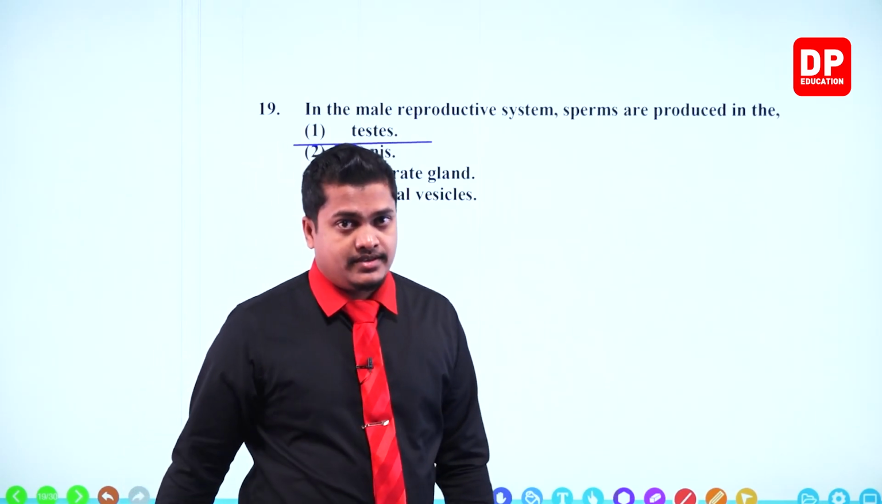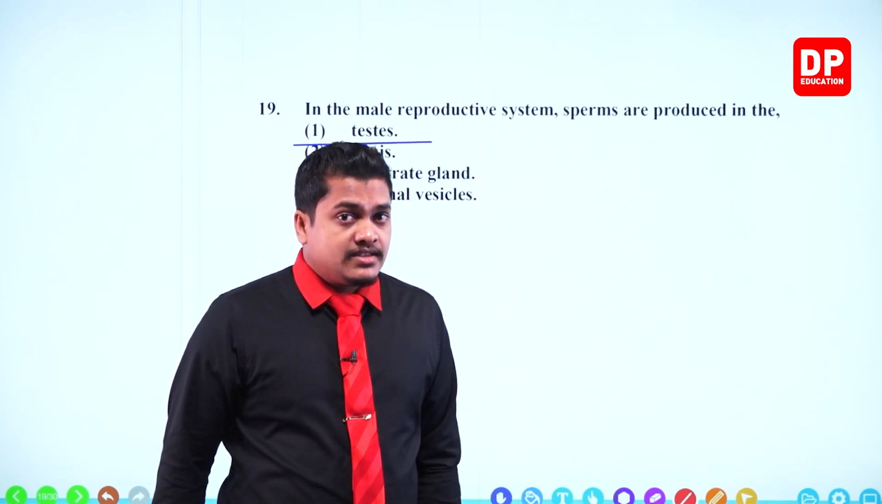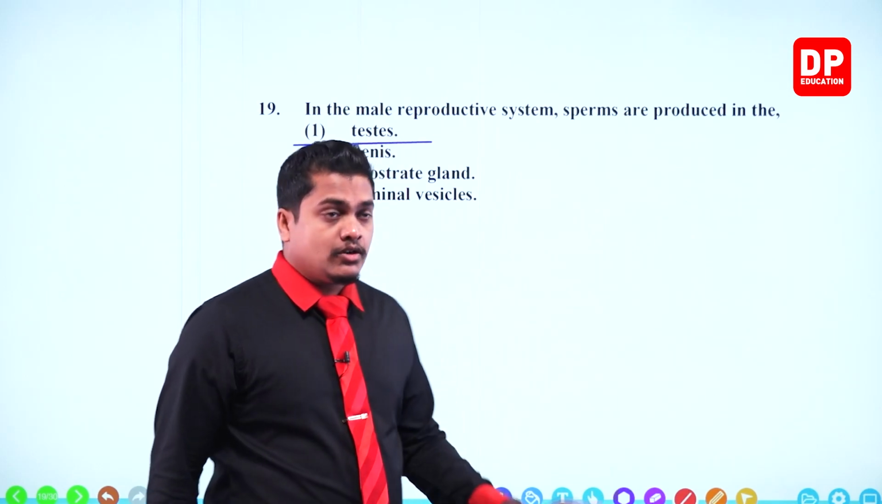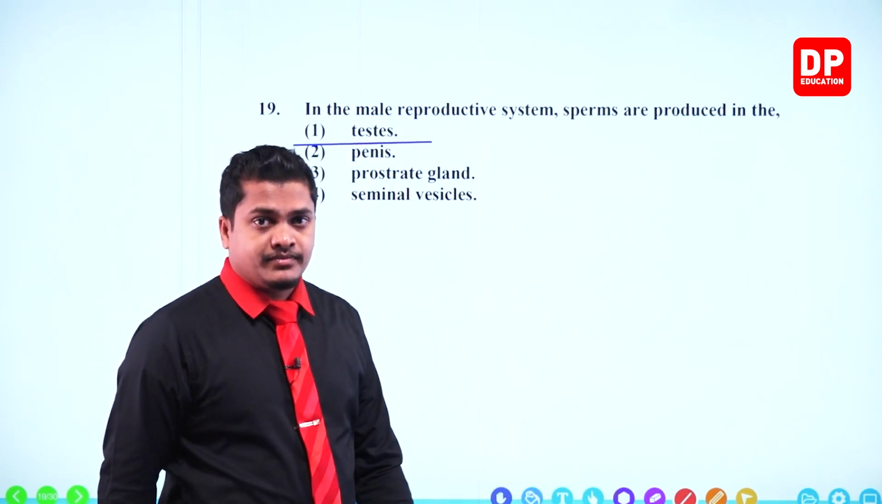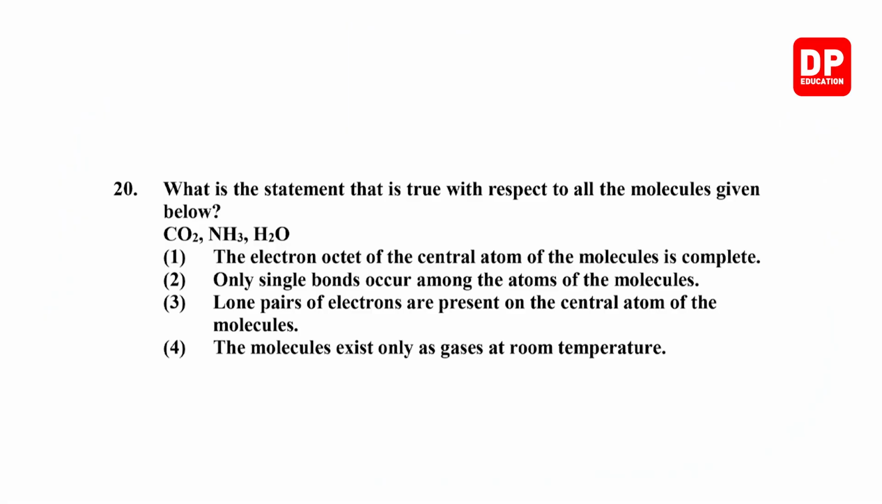Okay. Remember these things. Sperm mother cells are produced in seminiferous tubules and sperms are produced within the testicle according to these responses. Okay, right. Then question number 20.